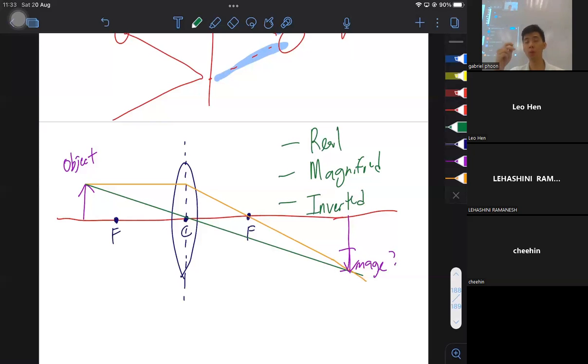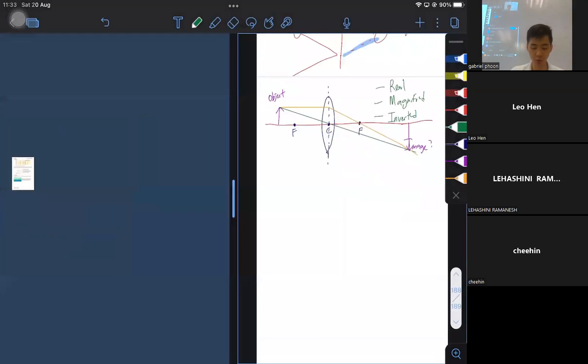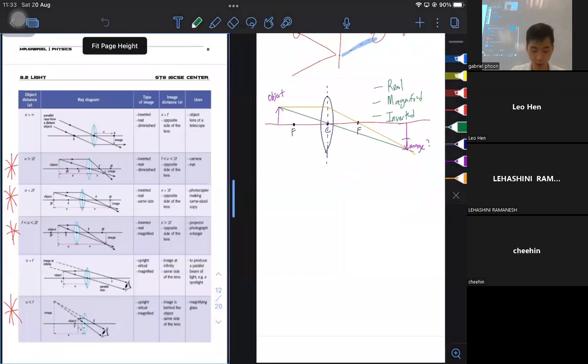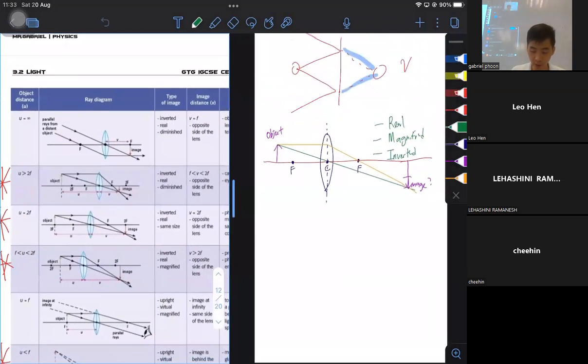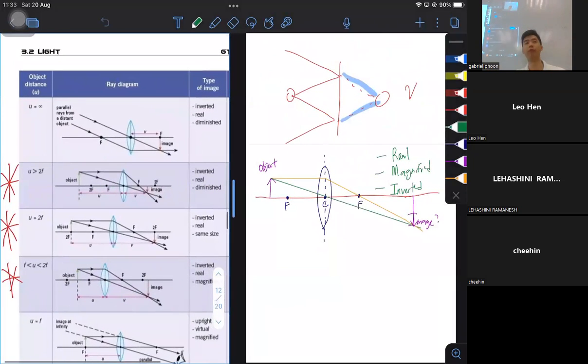If you look back at the images that I showed you just now, you can see that the first three diagrams essentially all behave the same way.